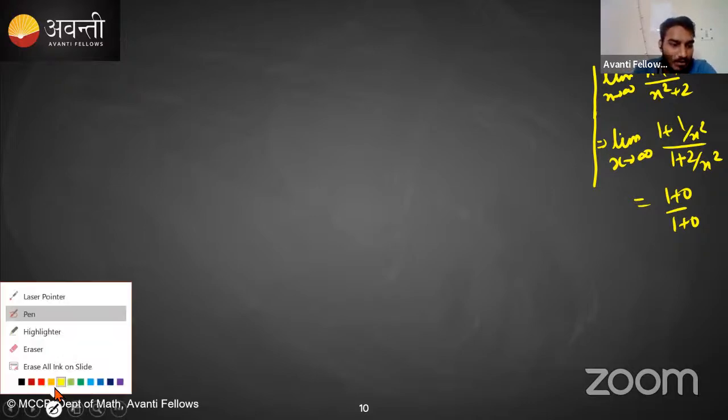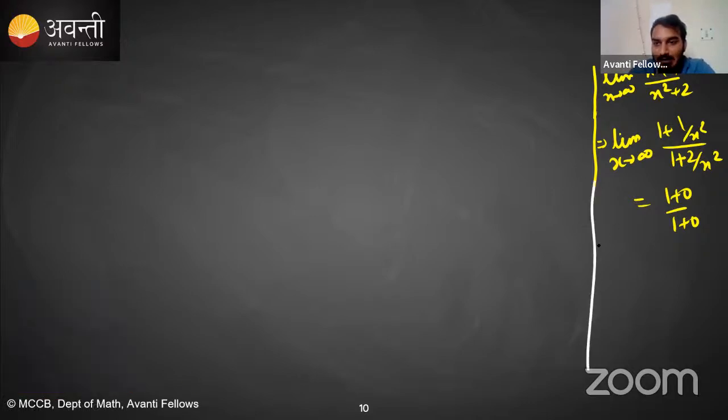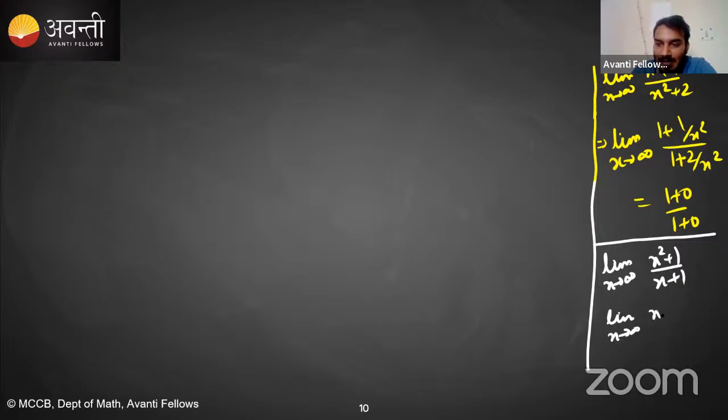For example, what if this happens? Please pay attention here. What if I ask you limit x tending to infinity, x square plus 1 upon x plus 1, right? So what will you say? You will say, sir, in x square plus 1 upon x plus 1, numerator and denominator do not have the same power, right? So divide numerator and denominator with x. So it can be written as x plus 1 upon x upon 1 plus 1 upon x. And now when you put x is equal to infinity, it will tend towards infinity, right?